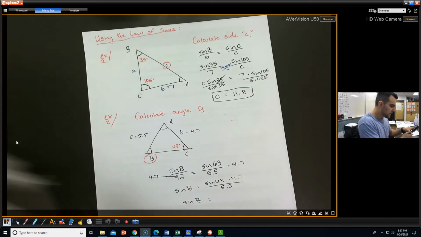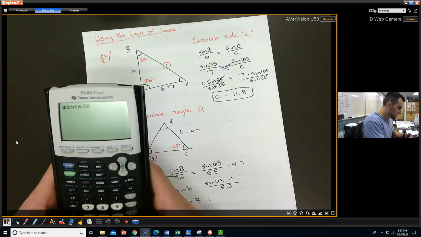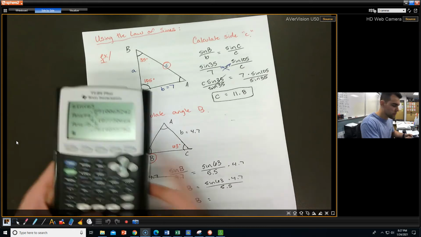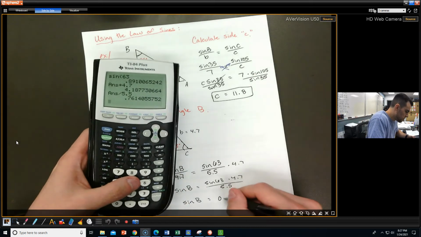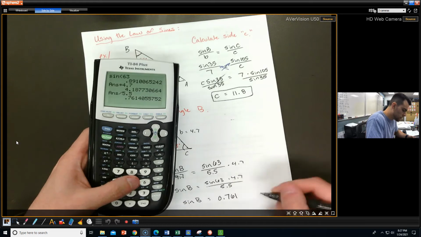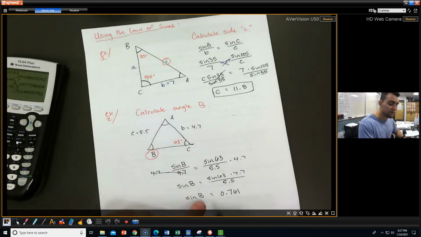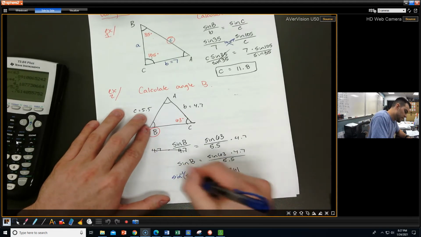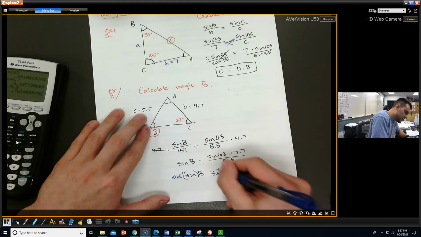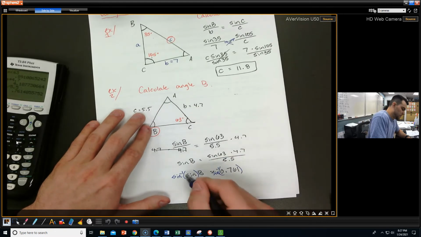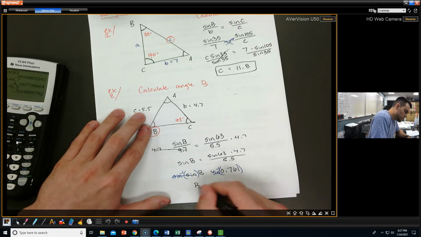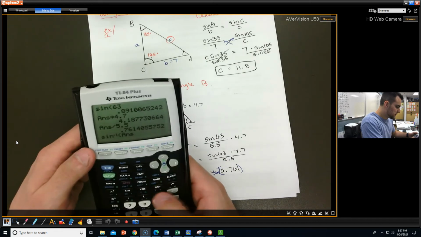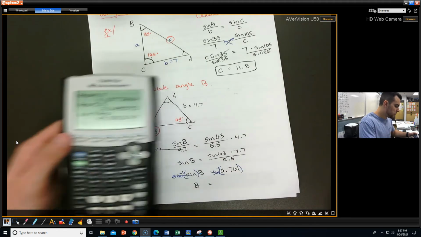So let's see what we end up getting. Sine of 63 times 4.7 divided by 5.5. Make sure you are in degrees. And I get like 0.76. Go ahead and do one. And of course, I'm looking for the angle B. So to do that, I need to take the arc sine of both sides. Again, I will put that in my calculator. I'll make sure that I am in degrees when I do this. So B is equal to the arc sine of that. And we end up getting, hey, 49.5 degrees.